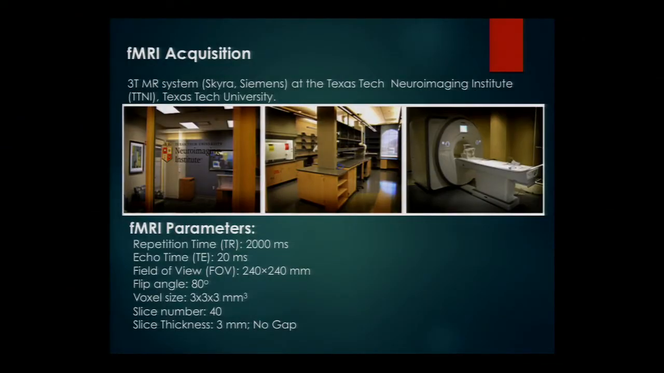Neuroscientists in the audience, here are the fMRI parameters, which, by the way, is not a trivial matter. When we were talking about all those techniques that could be used in the earlier session, there's a whole lot of learning curve associated with using things like fMRI or EEG or near-infrared. And so for those of you who are interested, here are the actual fMRI parameters that were utilized at the Texas Tech Neuroimaging Institute.